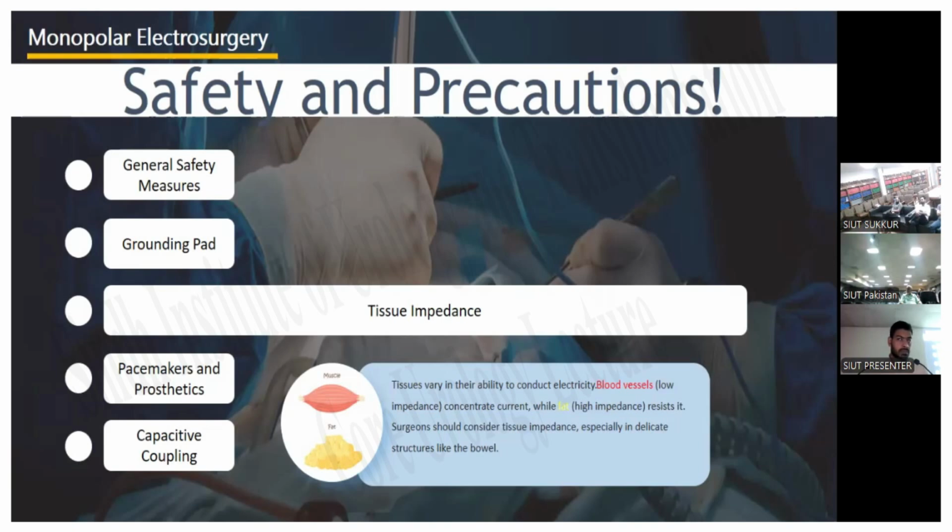So whenever working near the bowel segments, you have to be very careful. Whatever you are coagulating, look at the vascular areas around it, because the current would follow the pathway of the lowest impedance, which would be the blood vessels.